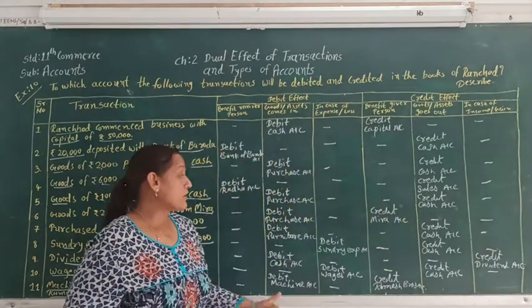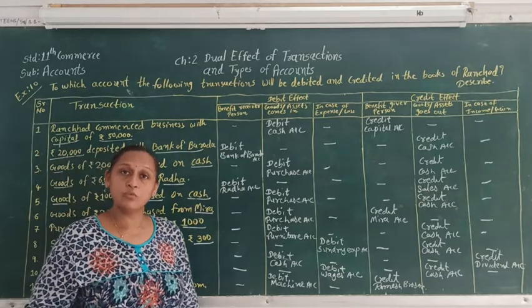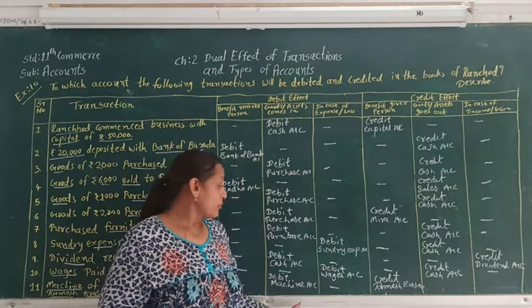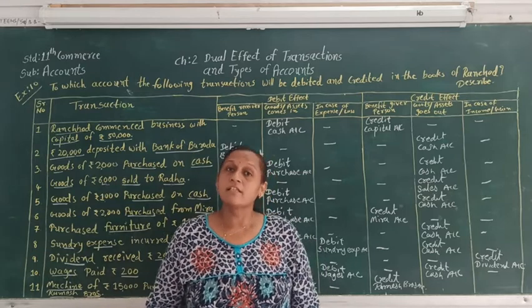So students, this is how we are supposed to debit and credit to show the effect of one transaction. So here you may note this down, and in our next video we are going to see some more examples of this type.